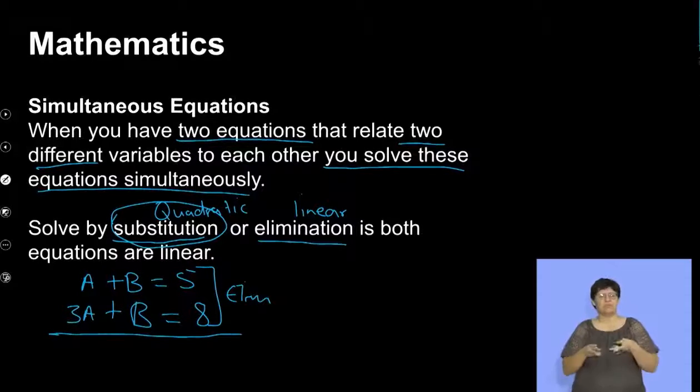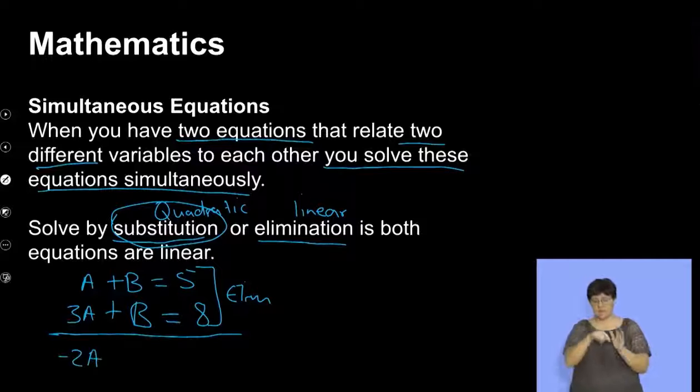With the elimination method, I will say, let's take the first equation, which is the one equal to 5, and subtract the second equation. If I do that, it will be A minus 3A, which is negative 2A. B minus B vanishes because it gives me 0. It is equal to 5 minus 8, which gives me negative 3. And then you see, I only have one variable. That's why this is called simultaneous equations.